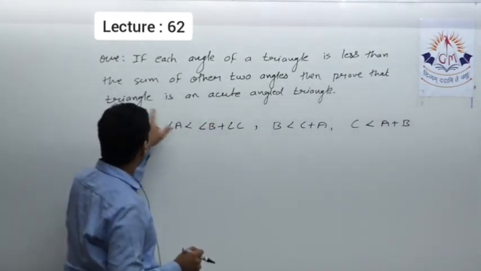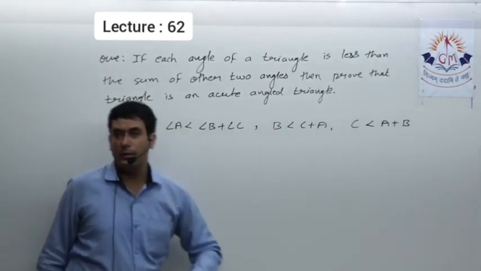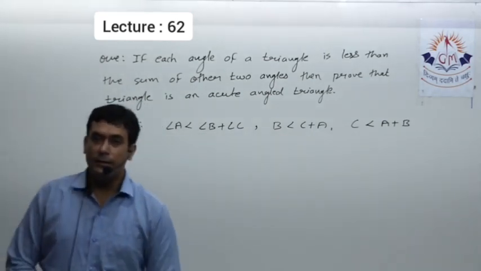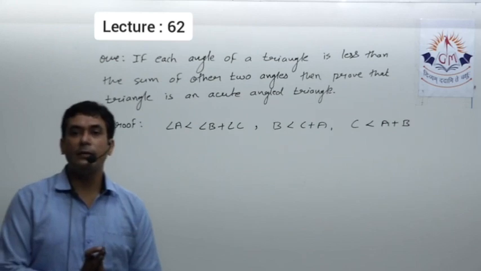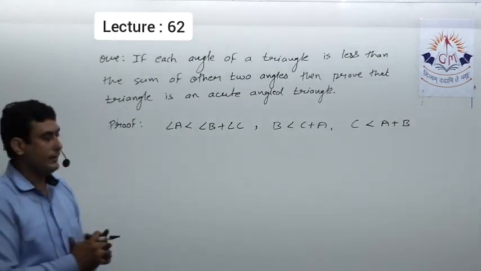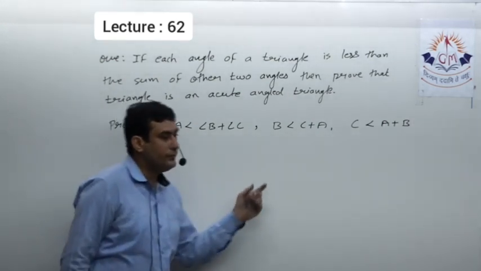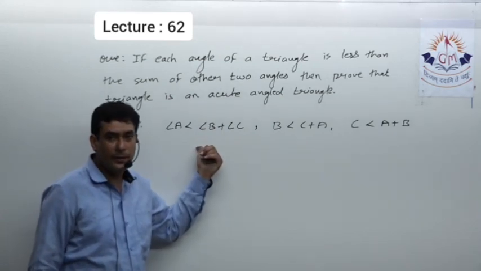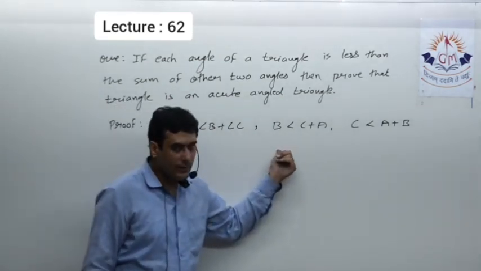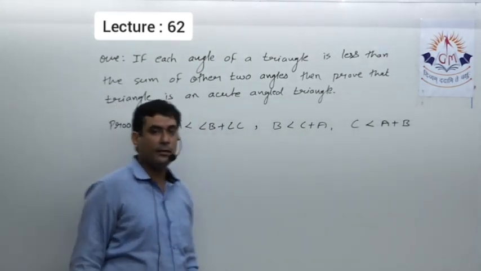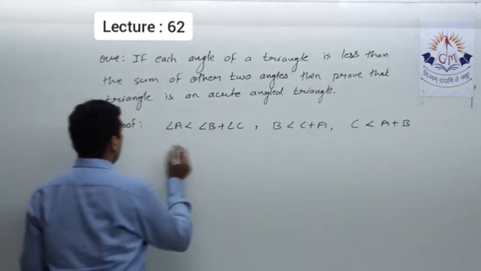Now we have to prove the triangle is an acute angle triangle, and I gave you the definition that if all three angles of a triangle are less than 90 degrees. So ultimately here we need to prove that A is less than 90 degree, B is less than 90 degree, as well as C is less than 90 degree. So let us see.